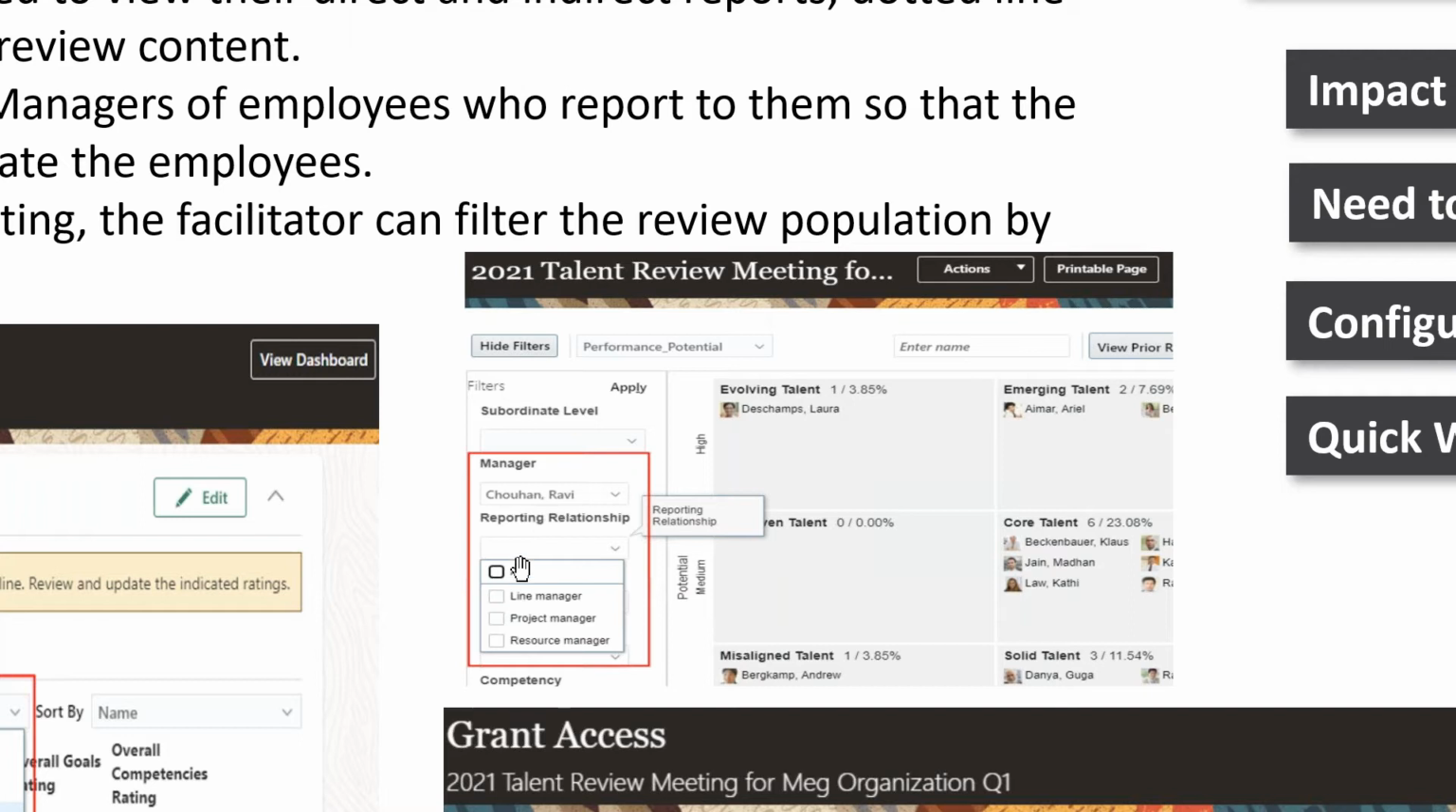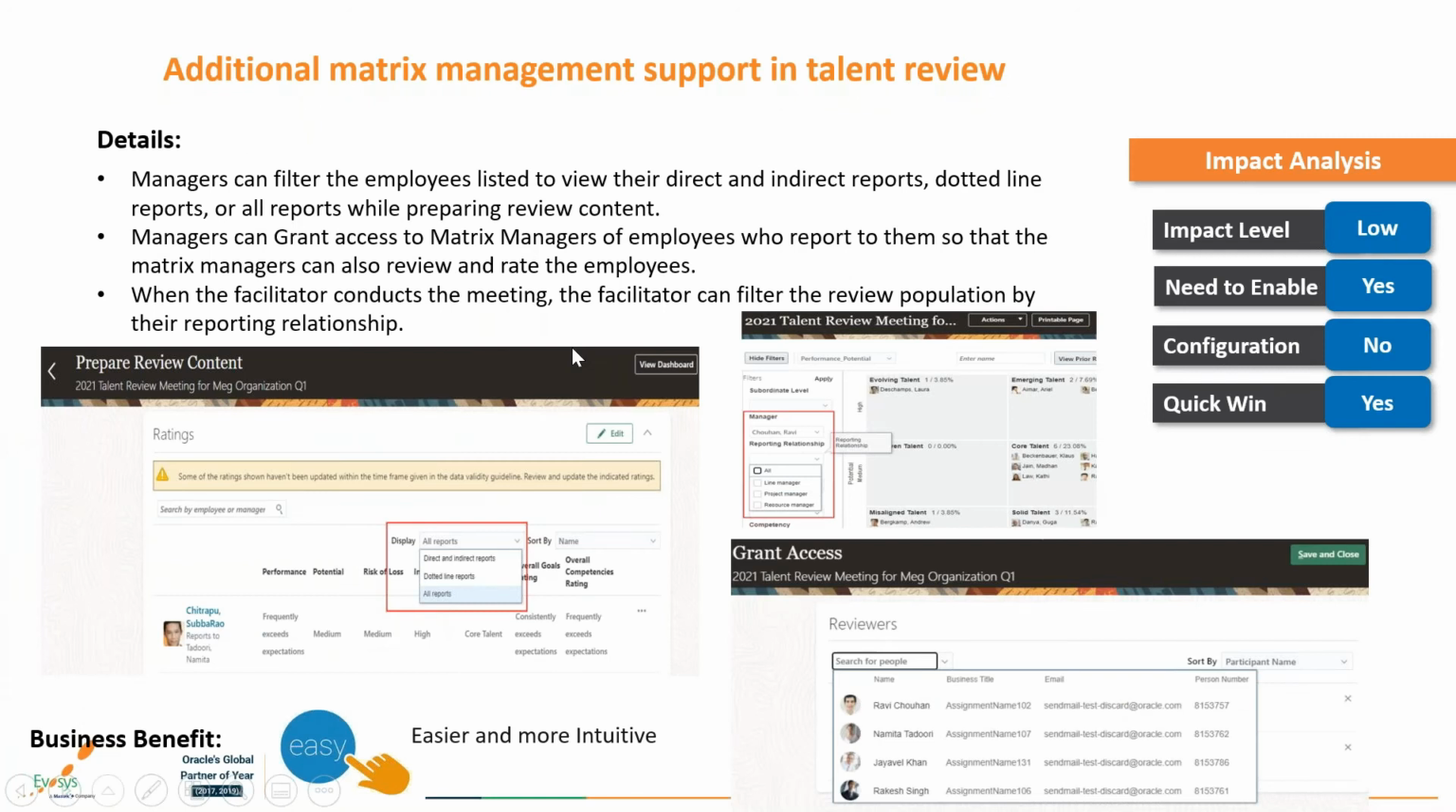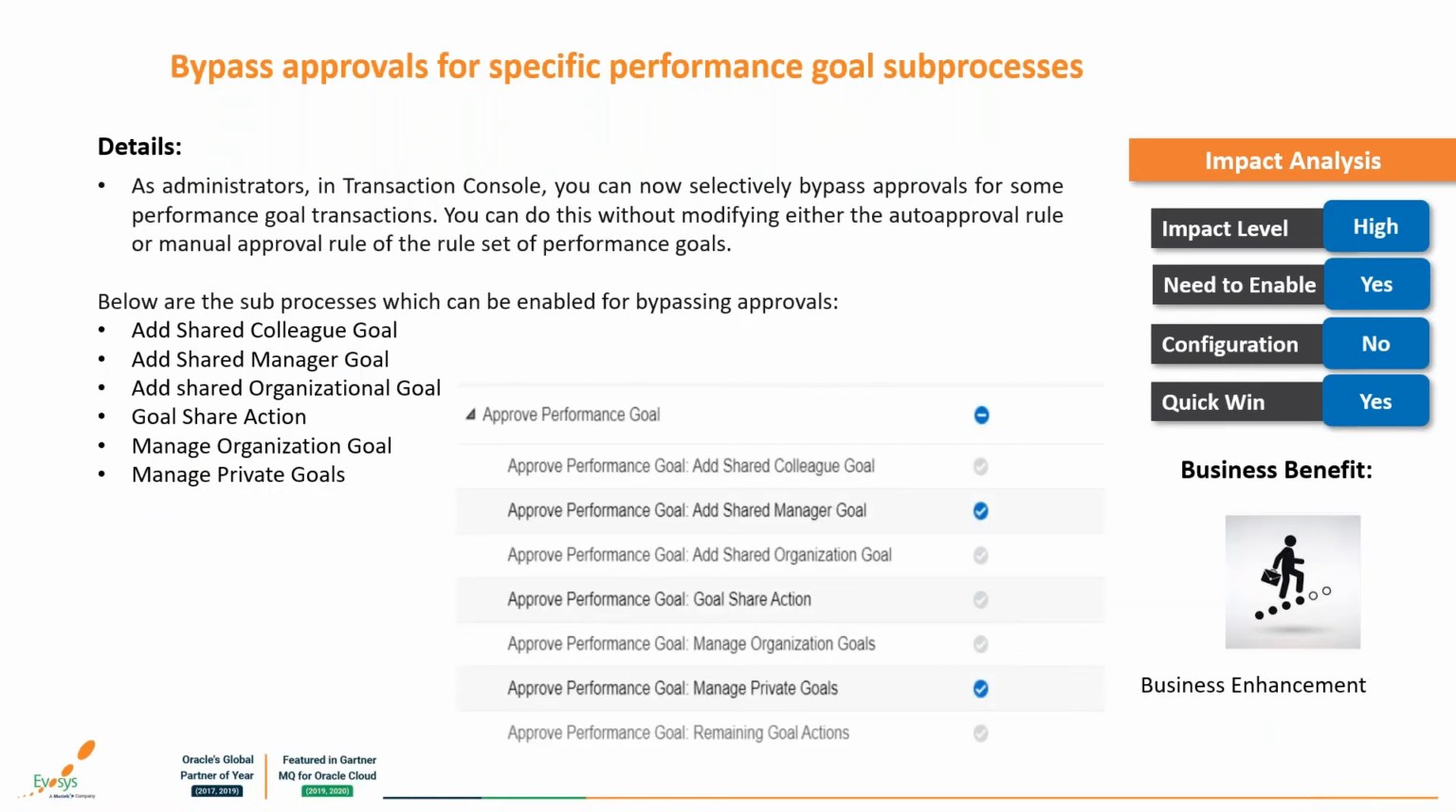So for example, if I have selected manager as Chauhan Ravi and I have selected reporting relationship of line manager, then all the employees who are directly reporting to Chauhan Ravi will be visible here in the talent review meeting dashboard. So yeah, it gives more flexibility to metrics management support in talent review, which was not there before the 21B release.